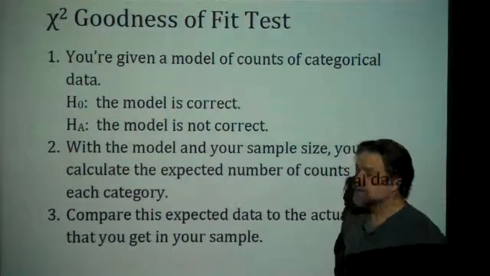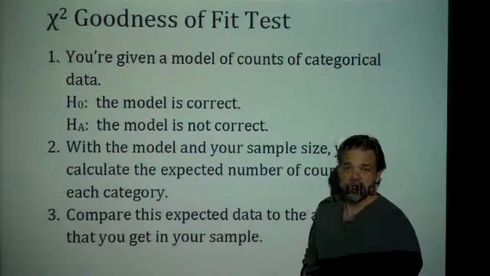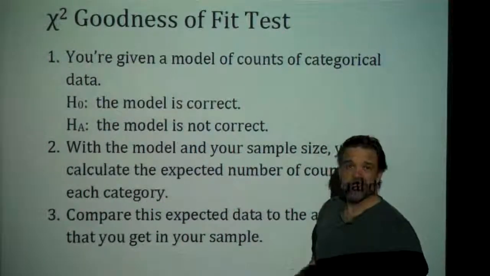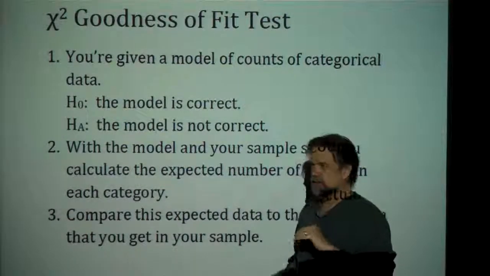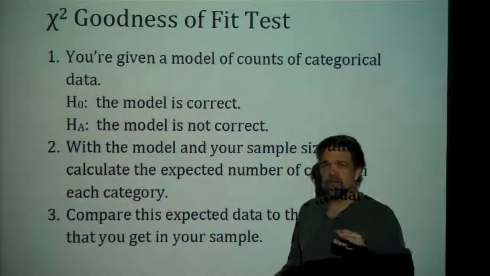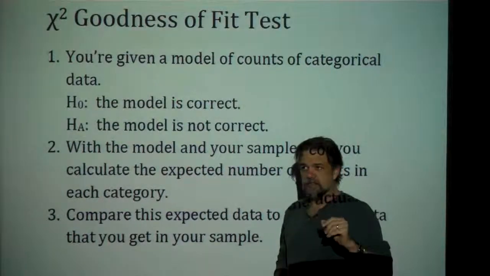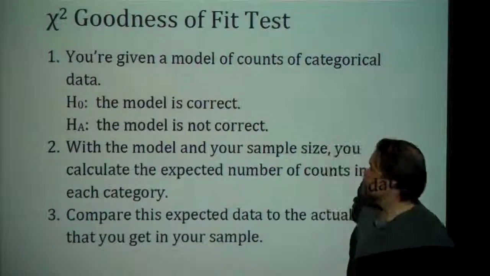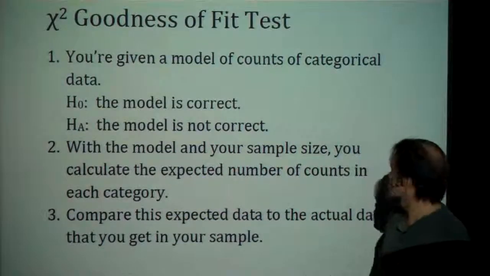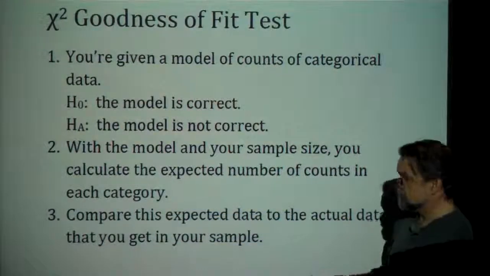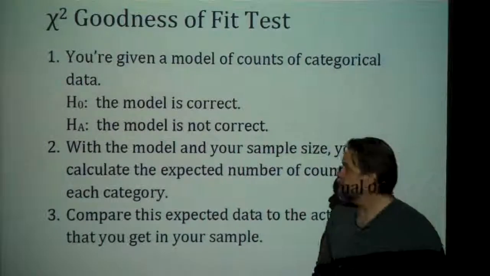All right? The null hypothesis is always the same in a goodness of fit test, and that is the model is correct. Okay, it's a good model. The alternative hypothesis? No, it's not. Okay, we don't say it's not correct in one direction or another, because actually it would be hard to. We have so many variables here; it would be hard to tell exactly which direction we're talking about. We just say it's not correct. Okay, so in that case, it's a little bit like a two-tailed test. And then with the model that we're given and with the particular sample size that we have, we calculate the expected number of counts in each category, like I said, and then we compare this expected data to the actual observed data that we get. All right?